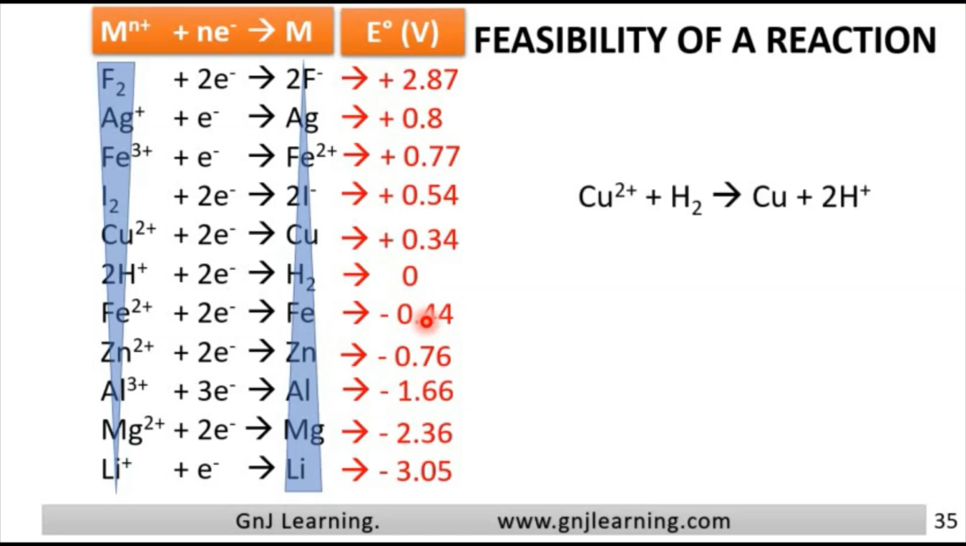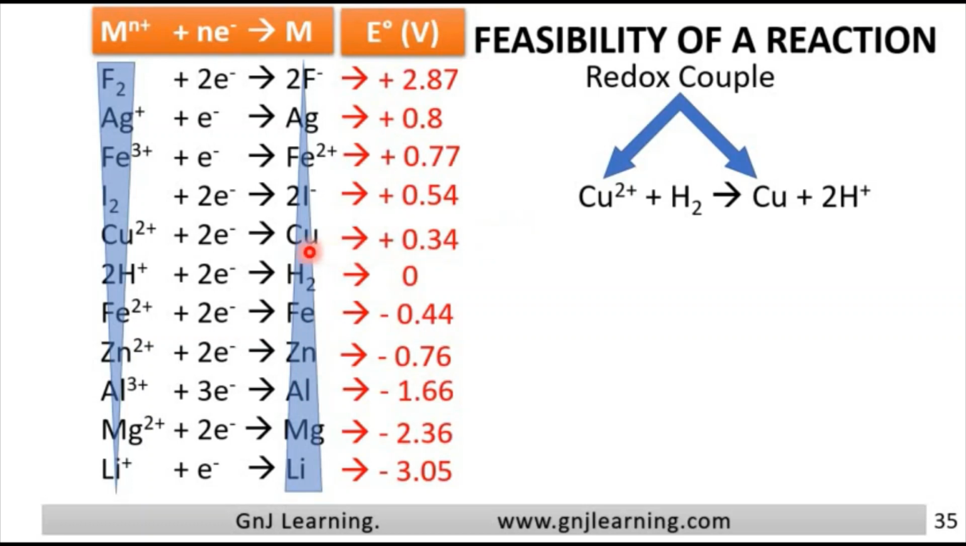Let's consider a reaction: Cu2+ + H2 giving Cu + 2H+. We have two redox couples here that belong to two half reactions. Let us identify them. One redox couple is Cu2+/Cu. We can identify the half cell that belongs to this redox couple from this series. So Cu2+ and Cu. This is the same half cell that we saw in Daniell cell.